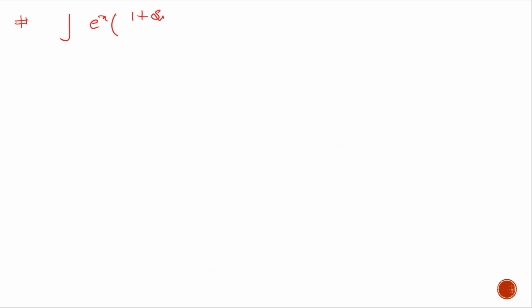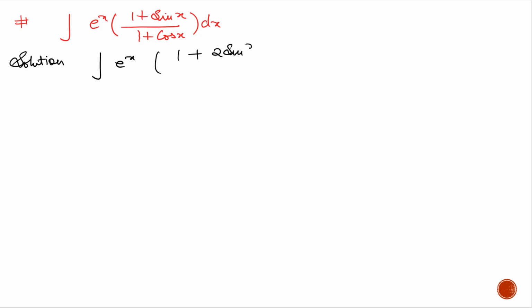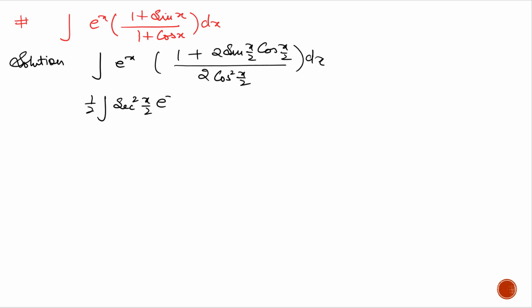Next example, integration of e raised to power x multiplied by (1 plus sin x) divided by (1 plus cos x) with respect to x. Whenever we have sin x, the formula of sin x is 2 sin x by 2 cos x by 2. And the formula of 1 plus cos x is 2 cos square x by 2. Now we divide this question into two parts. So in the first part we get 1 by 2 outside, sec square x by 2 into e raised to power x, plus in the second part, integration of tan x by 2 into e raised to power x.